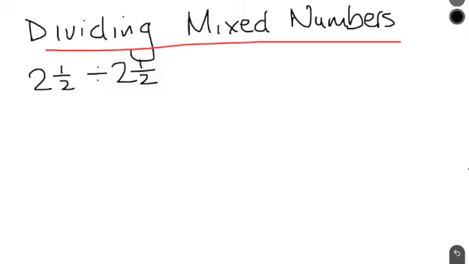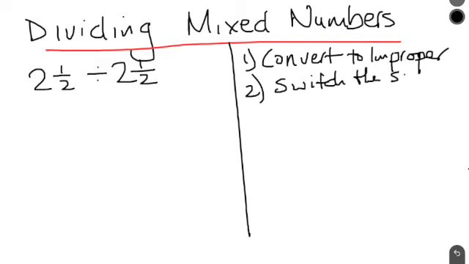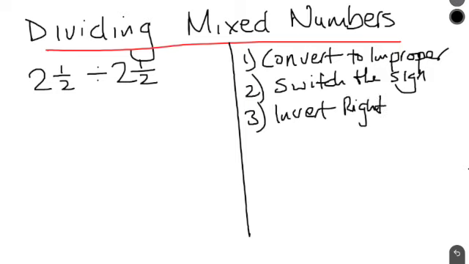Okay, so a lot of it is, like I said, when we multiply mixed numbers, and that is the first thing: we convert to improper fractions. And then after we convert to improper fractions, the second step is we want to switch the sign. Then after we switch the sign, we want to invert the fraction that is on the right. So we just call it the right fraction.